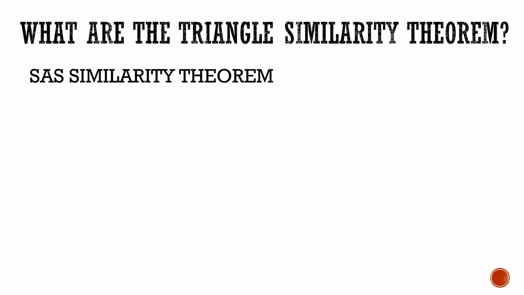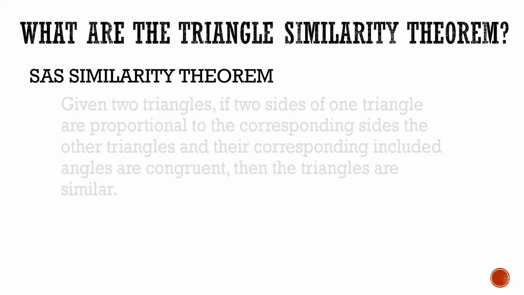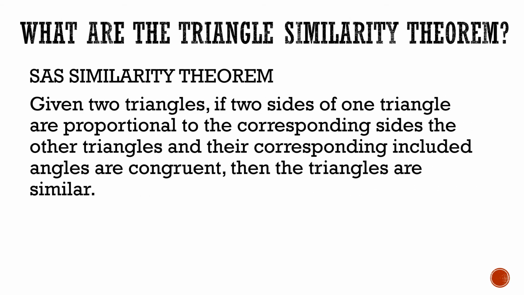SAS similarity theorem, or the side-angle-side similarity theorem. Given two triangles, if two sides of one triangle are proportional to the corresponding sides of the other triangle, and their corresponding included angles are congruent, then the triangles are similar.